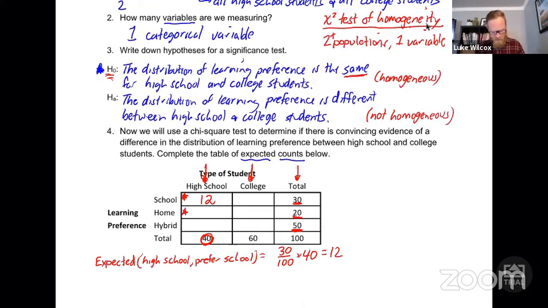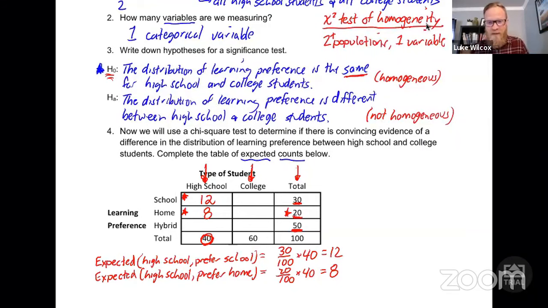Now let's go through similar reasoning in order to get the expected value below that one. So now I'm looking for the expected number of high school students who say that they prefer learning at home. Well, if we look at prefer learning at home, it's 20% of the total, right? 20 out of 100. And so now I want 20% of my sample of 40 high school students. So I do 20% of 40, and I'm going to get a value of 8. So we have 8 expected high school students who say they prefer home.